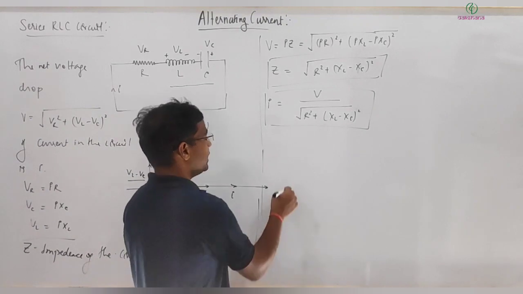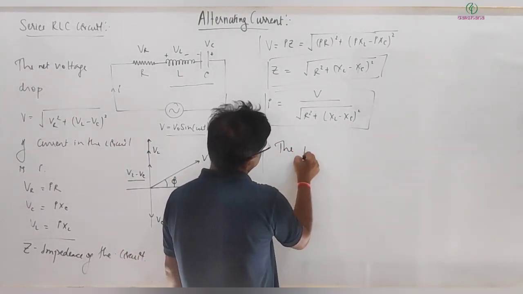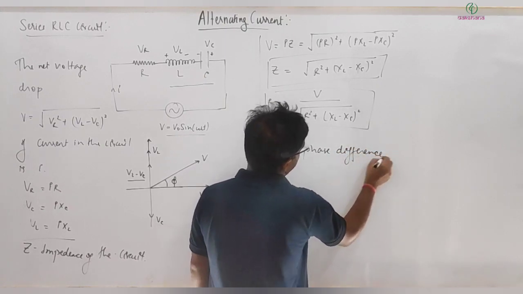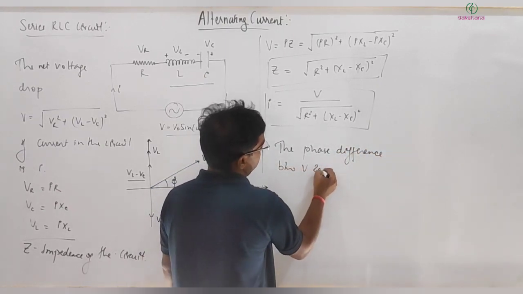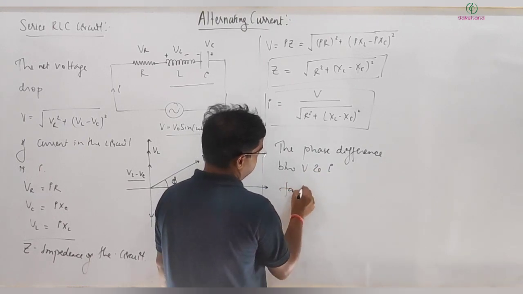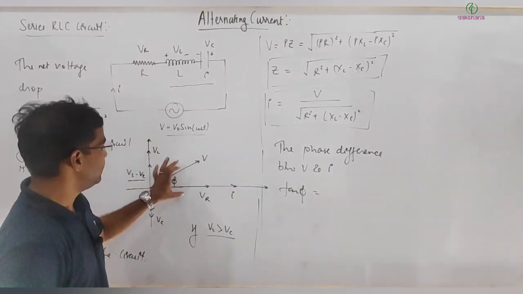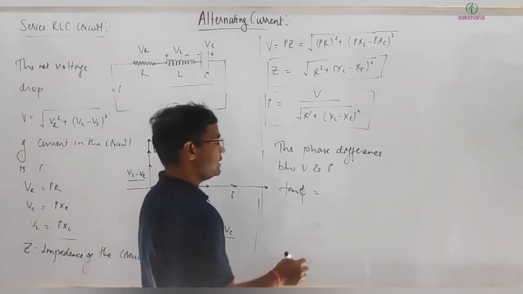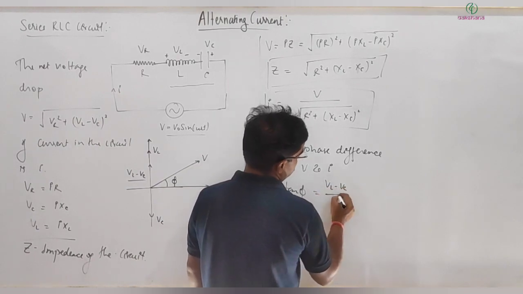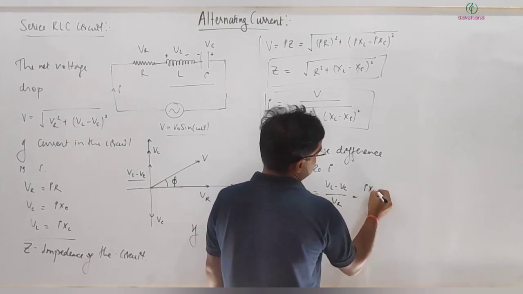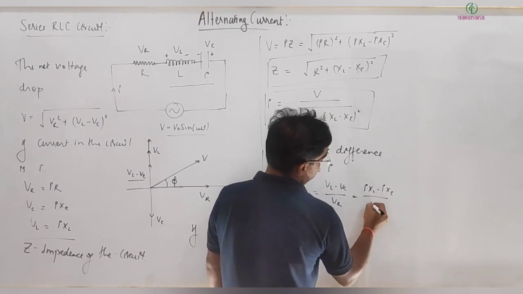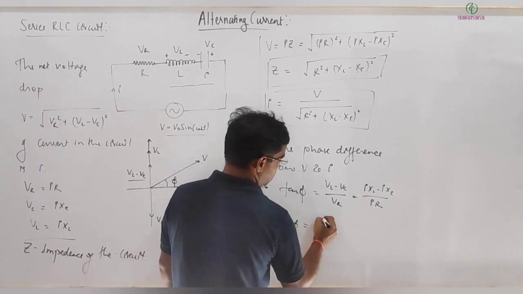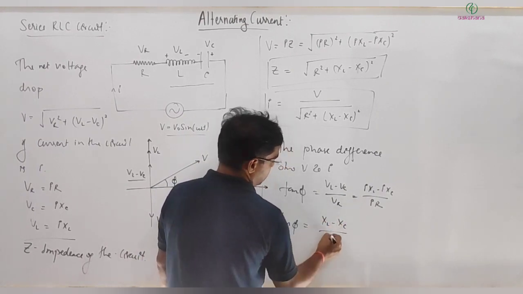right? So here I can calculate the phase angle, the phase difference between V and I, so that tan phi will be equal to what? This is phi. Tan phi, you can write this quantity is VL minus VC, and this is VR, so you can write VL minus VC divided by VR. This is I XL minus I XC divided by I times R, and this implies your tan phi comes out to be simply (XL minus XC) divided by R.